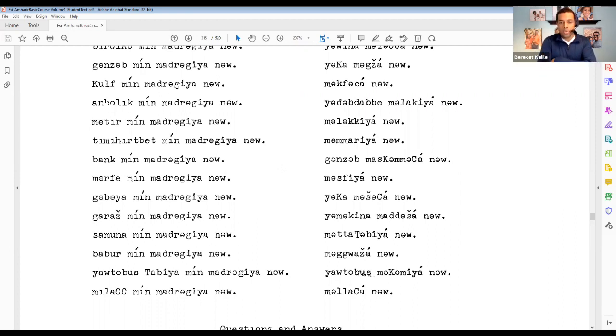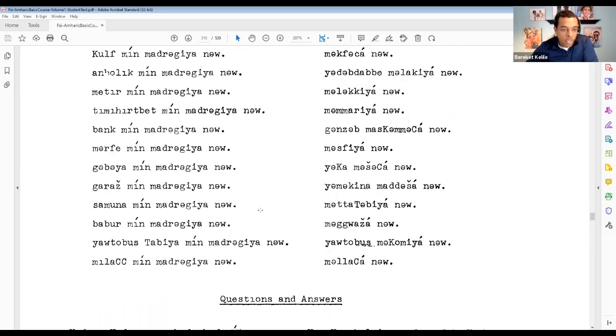Gabaya min madrigiano, yaka mashachano, and gabaya, I forget what that means. Garage min madrigiano, yamakina madashano. What is a garage used for? To repair vehicles. Samuna min madrigiano, soap. Matatabiano, to clean. Babur min madrigiano, what is a stop used for? Magwashano, for waiting, or no, not to wait, something else.